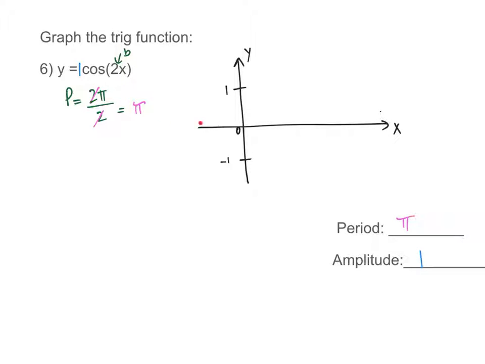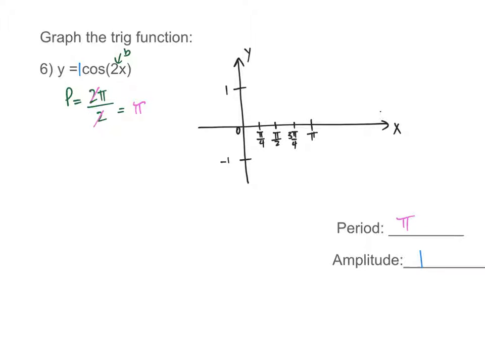So the period is about the length of pi. So I know I have to go from 0 to pi. I'm going to place pi here. And then I'm going to try to cut this into 4 segments. So this would be pi over 4, pi over 2, 3 pi over 4, and then pi on this one.